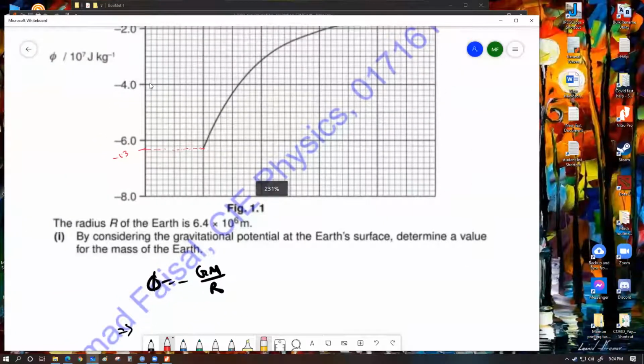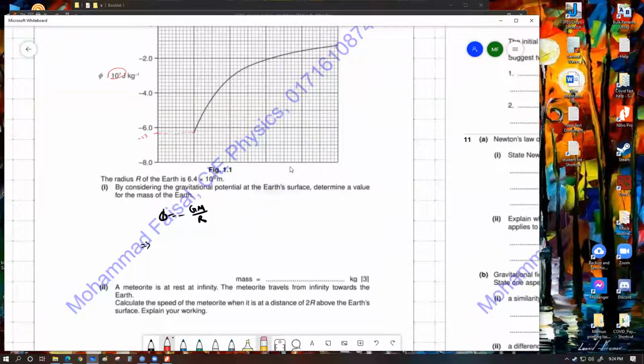Not only 6.3, we must also add the variable with it. So let's consider that as well. So minus 6.3 into 10 to the power 7 equals minus 6.67 × 10 to the power minus 11 into M into 6.4 × 10 to the power 6. Put this in, and you will get the math out of this. Well and good.